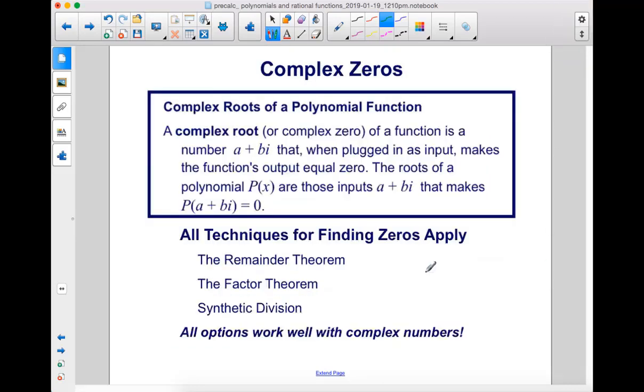A complex root or complex zero of a function is a number a plus bi that, when plugged in as input, makes the function's output equal 0. The roots of a polynomial p of x are those inputs a plus bi that make p of a plus bi equal to 0. The techniques for finding zeros apply. The remainder theorem, the factor theorem, and synthetic division all work well with complex numbers.